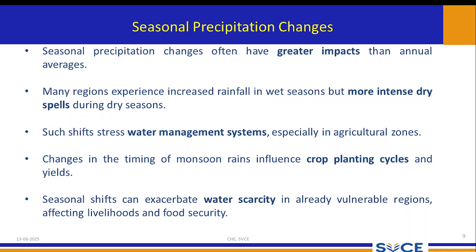Changes in the timing of monsoon rains influence the crop plantation cycle and yields. So, as I told you, the farmers will look for the correct time. Okay, they will cultivate, but they could not be able to predict if there is a shift. Seasonal shifts can exacerbate water scarcity in already vulnerable regions, affecting livelihood and food security.